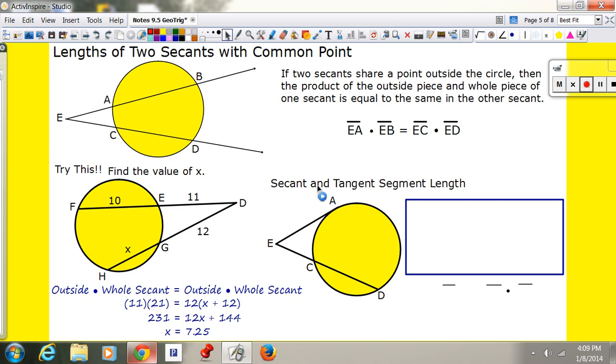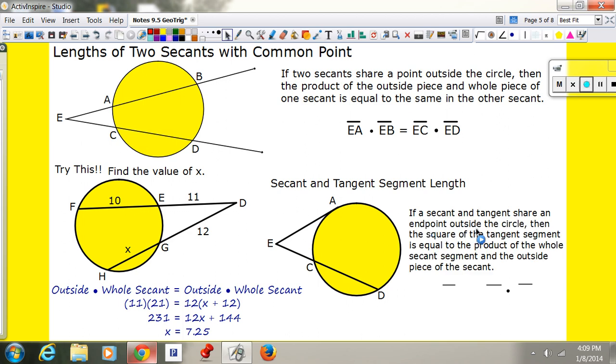Now for a secant and a tangent length, it's almost identical to this formula up here. You're still going to be using the outside piece and the whole segment is equal to the outside piece and the whole segment. So in other words, here's the formula that makes sense. The outside piece is EA, the whole thing is EA. So you're just going to do EA squared. So it's the same as we did over here, outside times whole amount. Outside times whole amount are the same, so you just square it.